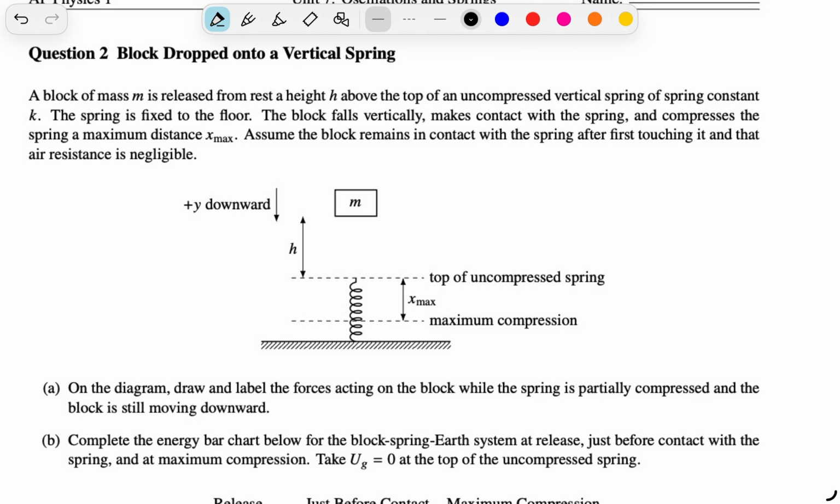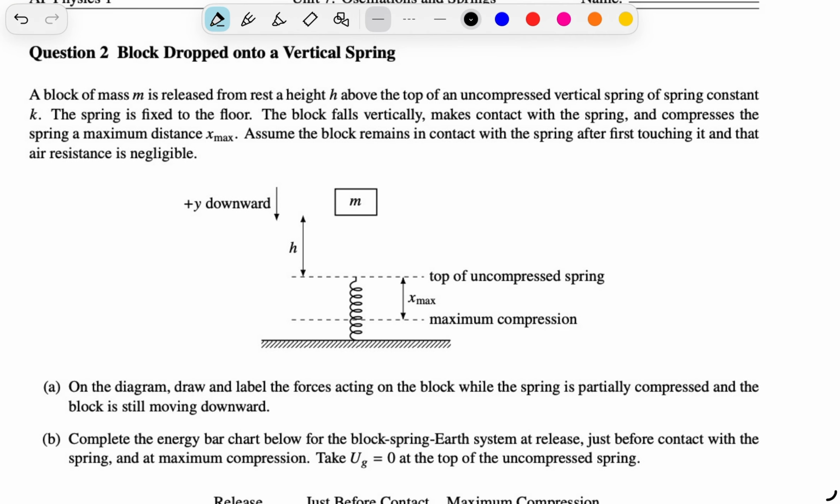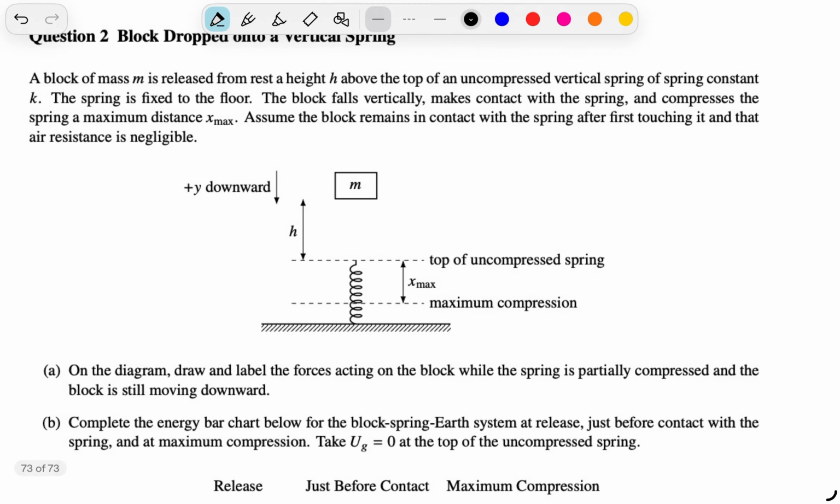Let's say for our second FRQ, a block of mass m is released from rest at a height h above the top of an uncompressed vertical spring of spring constant k. The spring is fixed to the floor. The block makes contact with the spring and compresses the spring a maximum distance x max. Assume the block remains in contact with the spring after first touching it and that air resistance is negligible. So on the diagram, we want to label the forces acting on the block while the spring is partially compressed and the block is still downward moving.